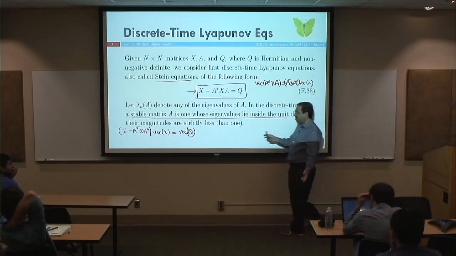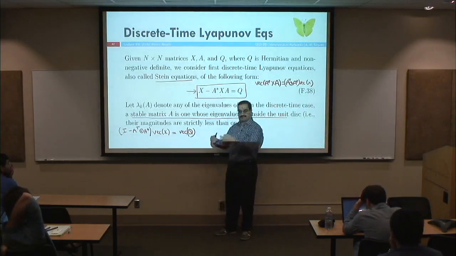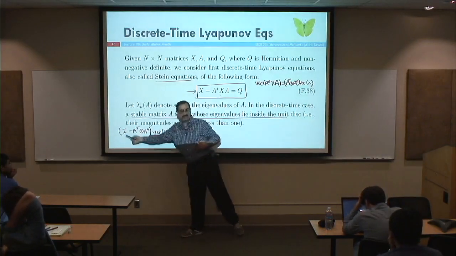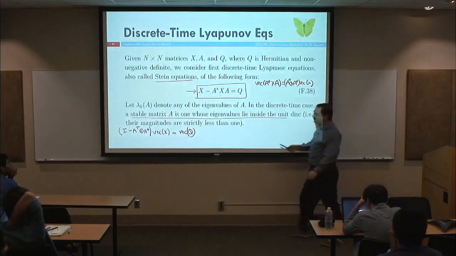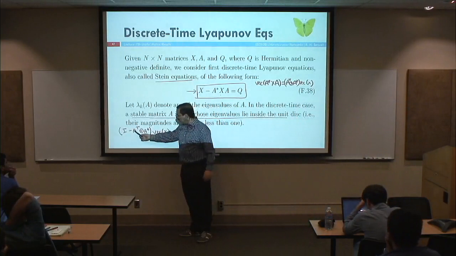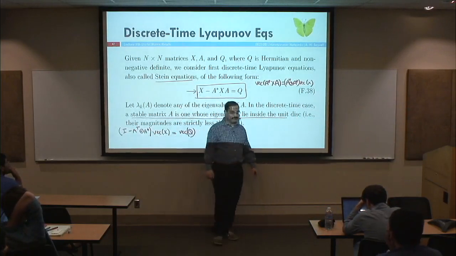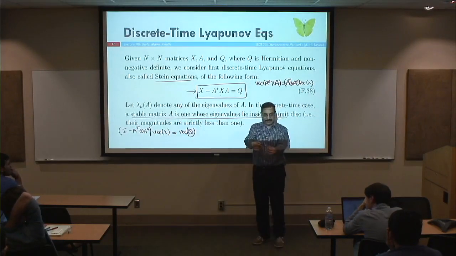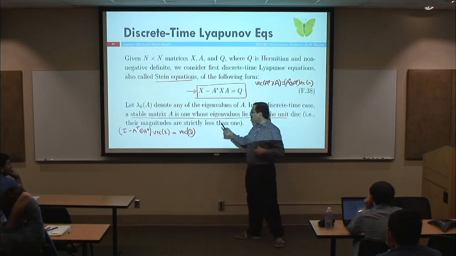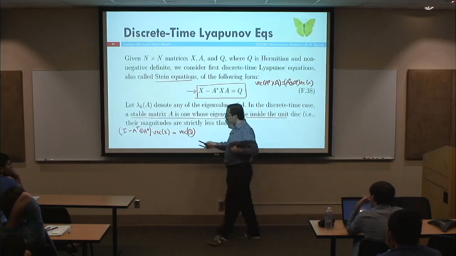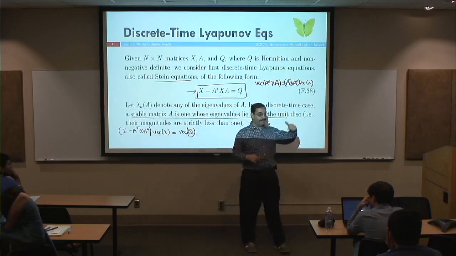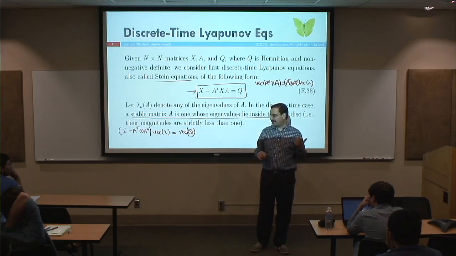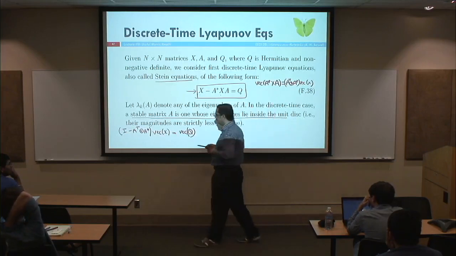So this became now a linear system of equations. VEC of X is a vector. VEC of Q is the right-hand side vector. The coefficient matrix is this. Very good. Now, what are the eigenvalues? The eigenvalues of A transpose Kronecker A star are given by the pairwise products of all of the eigenvalues of A transpose and A star. All these products will be strictly less than 1 in magnitude. Why? Because the eigenvalues of A are stable. If you multiply any two of them, the product will be less than 1.